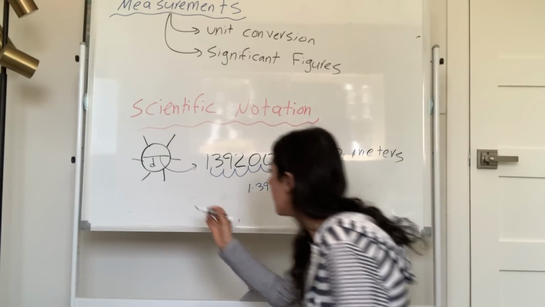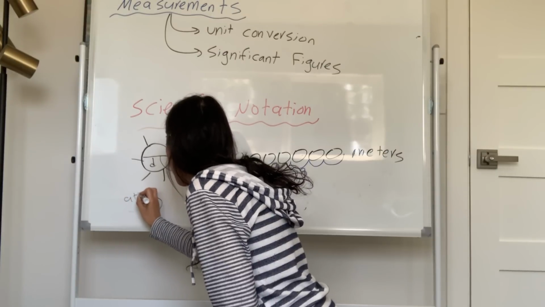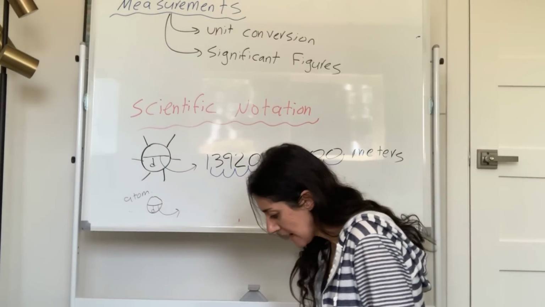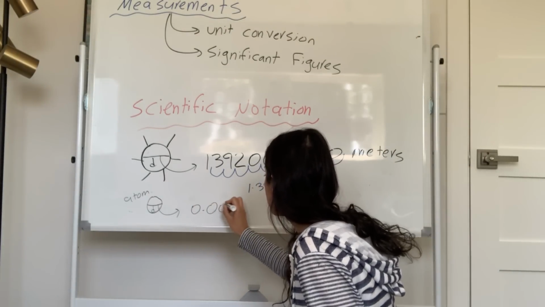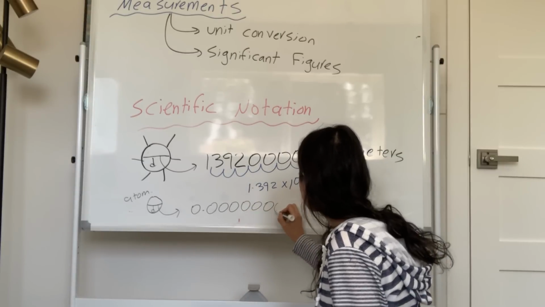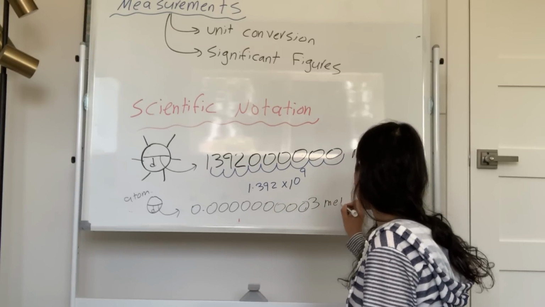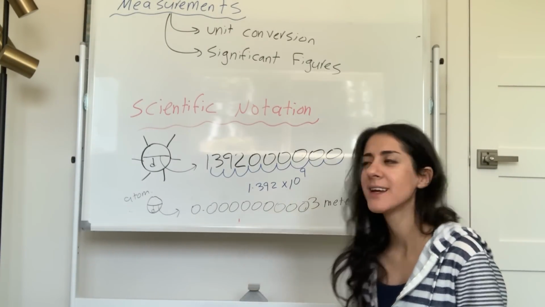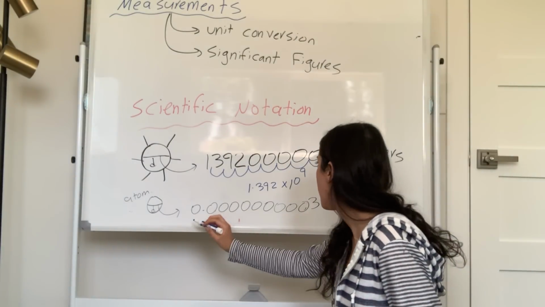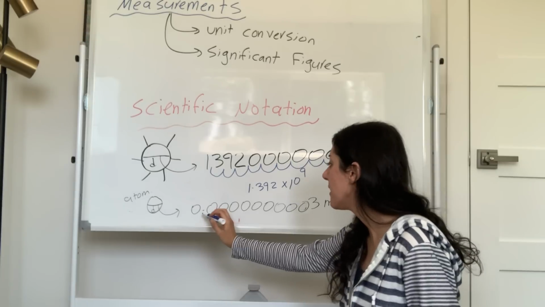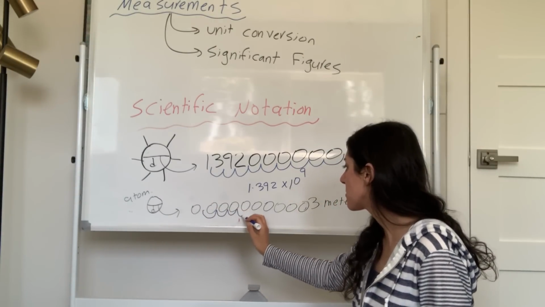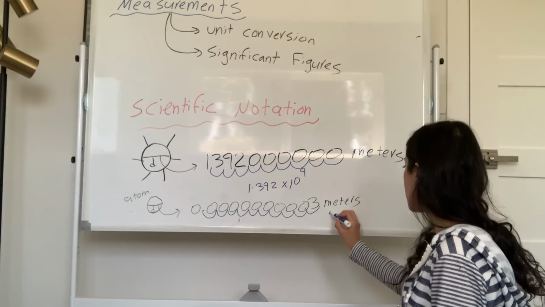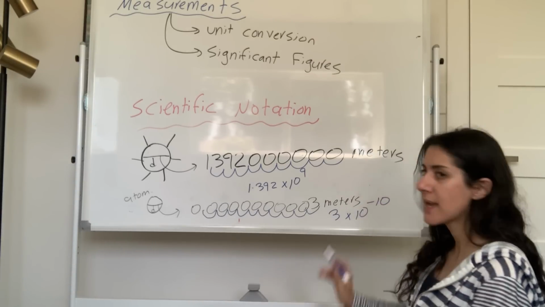Now, I'm going to draw an atom. Let's just say this is an atom. An atom also has a diameter. The diameter of an atom is 0.000000003 meters. Mouthful, huh? Way too many zeros. Doesn't look good. Let's make it look a little bit nicer. So, again, I'm going to keep moving the decimal, in this case, until I get to a number that's not 0. 1, 2, 3, 4, 5, 6, 7, 8, 9, 10. So it's 3 times 10 to the negative 10.